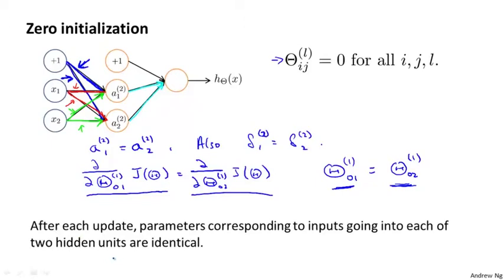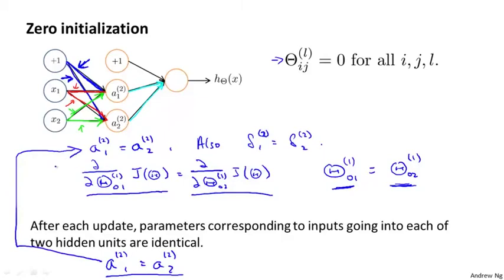And what that means is that even after one iteration of gradient descent, you find that your two hidden units are still computing exactly the same function of the input. So you still have a_1^(2) equals a_2^(2), and you're back to this case. And as you keep running gradient descent, the two blue weights will stay the same as each other, the two red weights will stay the same as each other, the two green weights will stay the same as each other. And what this means is that your neural network really can't compute very interesting functions, right?